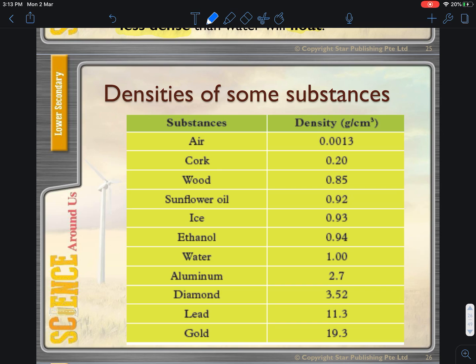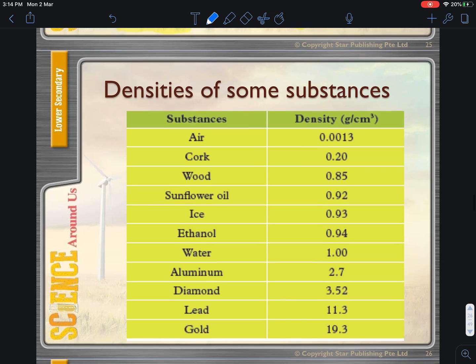Now, the next question is, do we have to memorize all of these numbers? The answer is no, but one important one that you may want to remember would be water. And it's easier to remember because it is 1. Now what this means is that these values here, do you see that they are less than 1? And if they are less than 1, it shows that they have a density that is lesser than water.